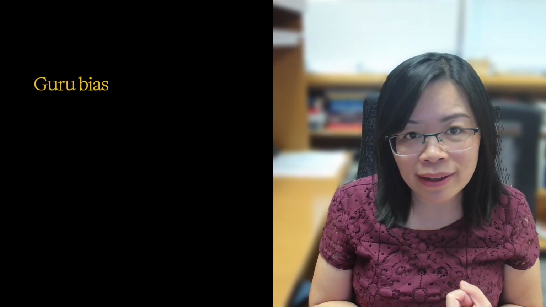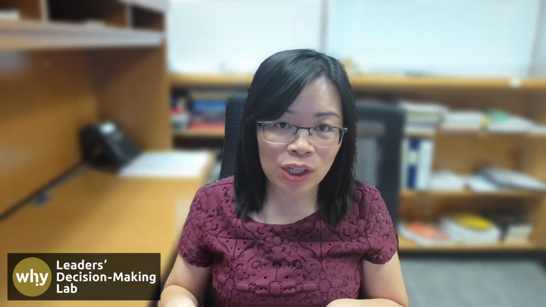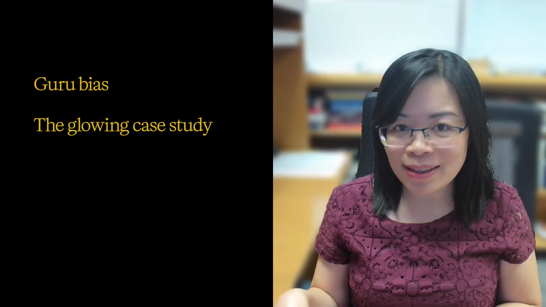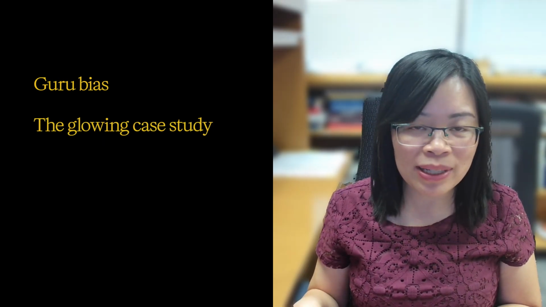First, guru bias. When a single authority's opinion is taken as truth, for example, "according to Guru X, this is the way to lead," you should always ask what evidence backs that guru's claims. Is it just their experience, which is at the bottom of the hierarchy of evidence, or did they systematically study it? Second, the glowing case study, a success story presented as proof.